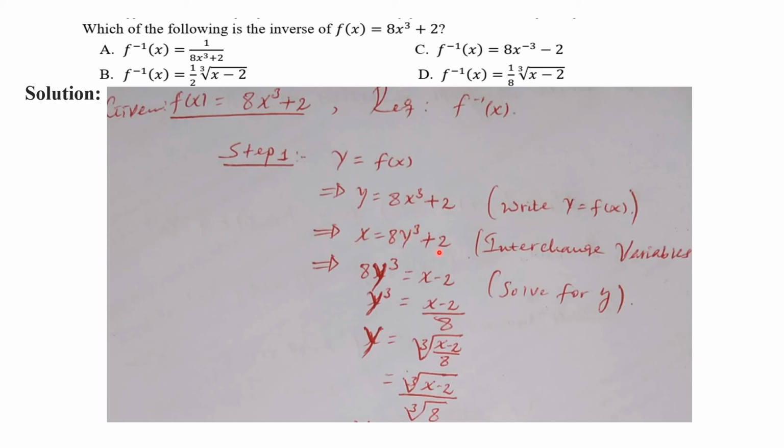to the power of 3 plus 2. Then this implies, step 3, solve for y. To solve for y, bring this 2 over here, so 8y to the power of 3 equals x minus 2. To leave y alone, y to the power of 3 equals x minus 2 over 8.